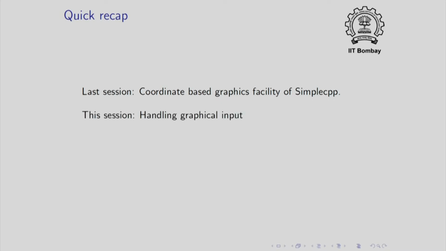In this session, I am going to tell you about elementary graphics events, or in other words, how to do graphical input, some preliminary ways of it. So last time we looked at the coordinate based graphics facility of simple CPP. Today our goal is how to handle graphical input. Graphical input involves events in the sense that when a user clicks a mouse button or clicks a key on the keyboard, that is considered an event. And so graphical input really is dealing with events such as that.